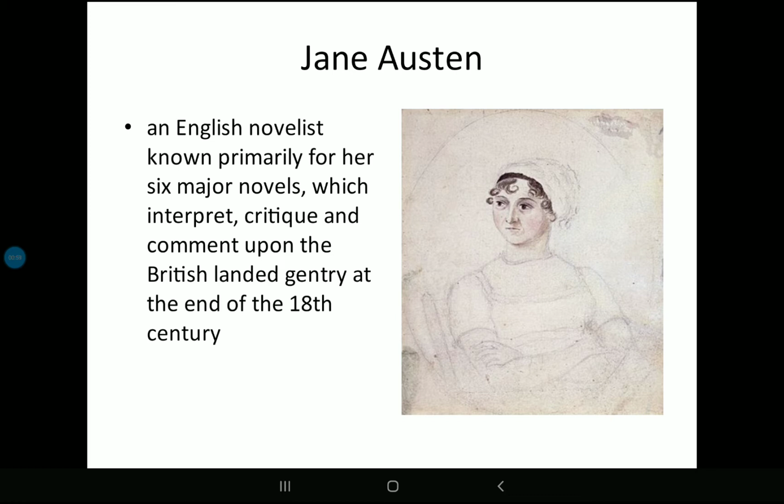An English novelist known primarily for her six major novels, which interpret, critique, and comment upon the British landed gentry at the end of the 18th century. So she has something very common in her novels, and that has been mentioned over here. She has written six major novels, which are very popular throughout the world. Wherever you go, many university curricula include her novels.